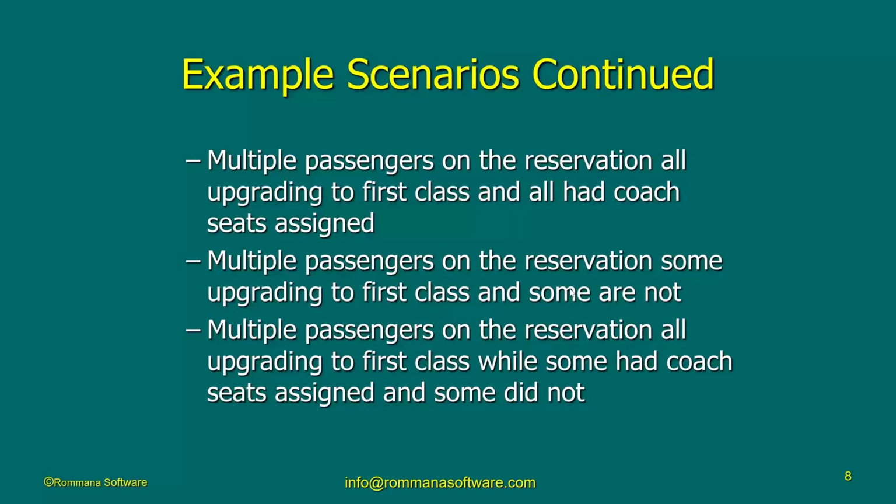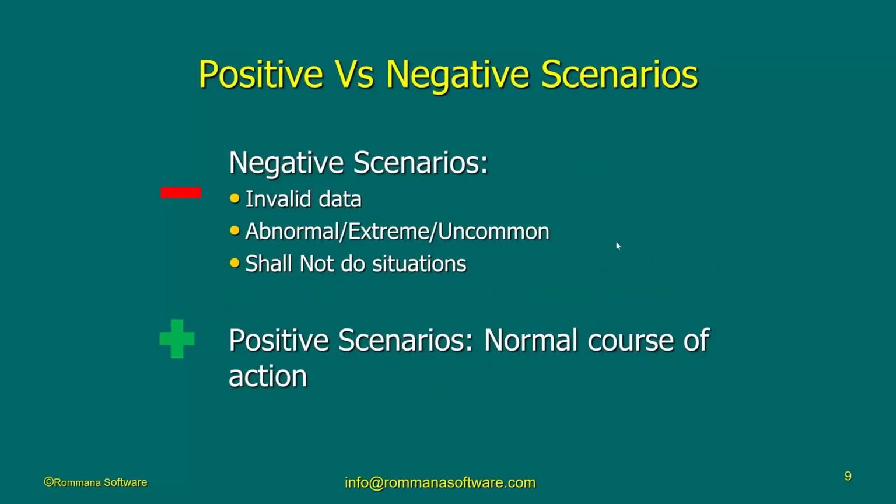I don't think people normally write that kind of acceptance criteria. Positive and negative scenarios, I already covered that. Negative scenarios are either using invalid data, or abnormal extreme conditions, or uncommon or shall-not-do situations.